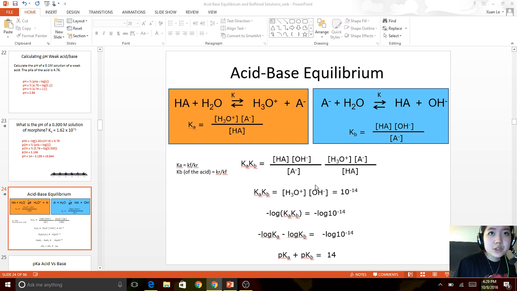So this slide just shows us how Kb and Ka work together to equal 14. So can an acid have a Kb? And the answer is yes, an acid can have a Kb, and a base can also have a Ka value as well. Just remember that Ka is equal to Kf over Kr, so to get the Kb value of that acid, we're just going to do the inverse of that, which is Kr over Kf. And then the same thing for bases.